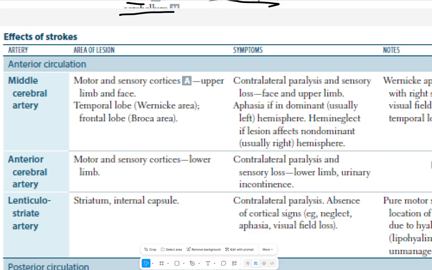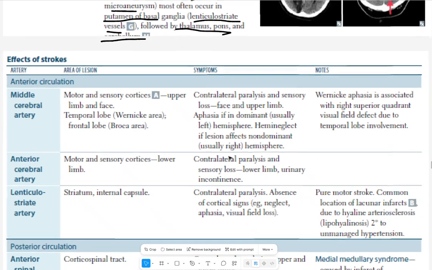So you lose the leg motor cortex, you lose the leg sensory cortex, and you also lose the paracentral lobule. If you want to know what the paracentral lobule is, you need to go back and look at my brain model video. It will be very helpful for you to understand, right? So what do you get? You get contralateral leg weakness, contralateral leg numbness, and urinary incontinence. Why? Because the medial frontal micturition center is affected, right? I repeat this again, you get urinary incontinence because the medial frontal micturition center is affected.